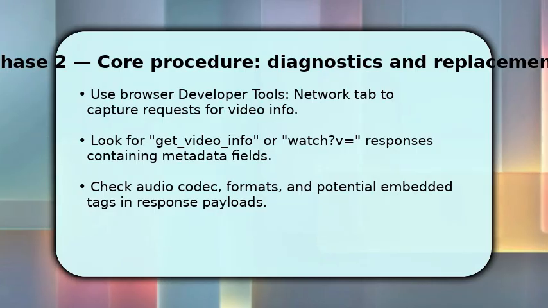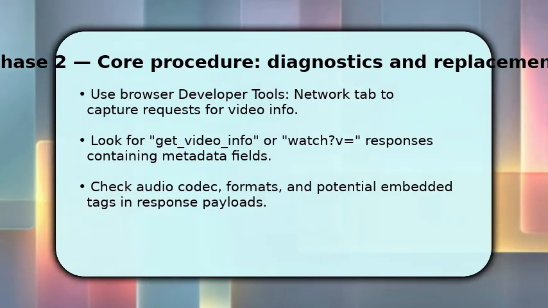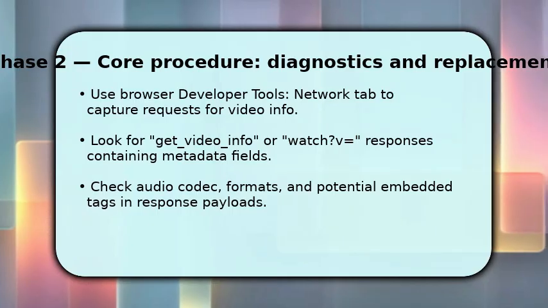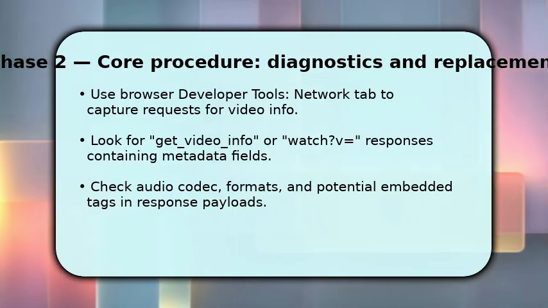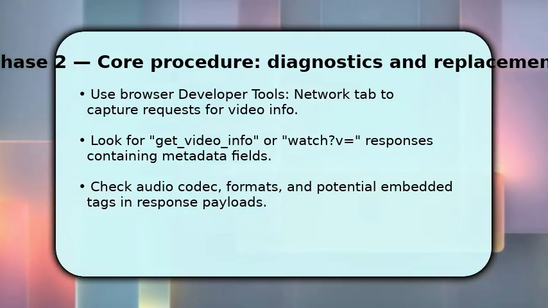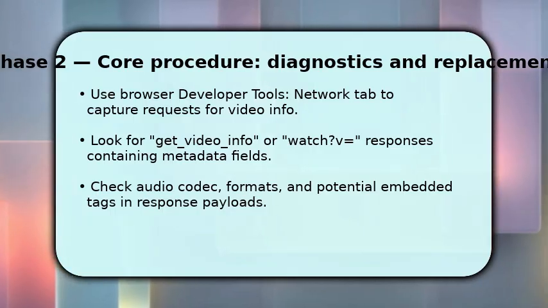Also check manifests or adaptive streams for audio codecs and tags. These fields explain what the file contains and help you pinpoint official song metadata versus user-entered descriptions.